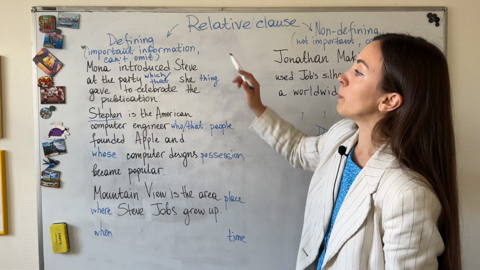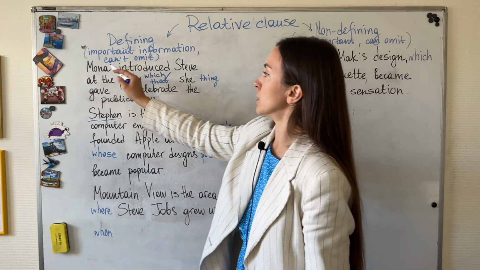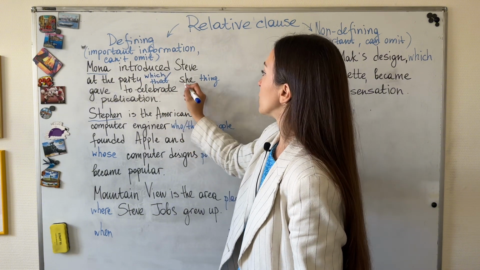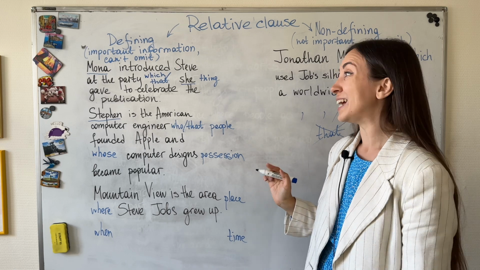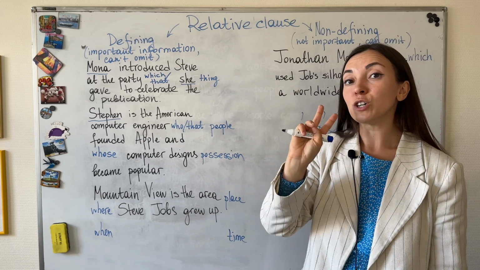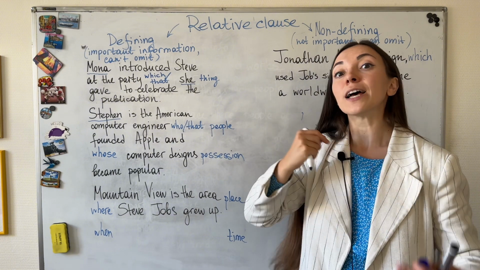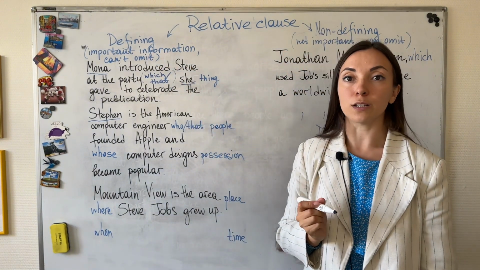Okay, what about here? How many subjects do we have? Mona introduced Steve at the party she gave to celebrate the publication. So here we have two subjects, two different subjects, Mona and she. That's why we may not use relative pronouns.